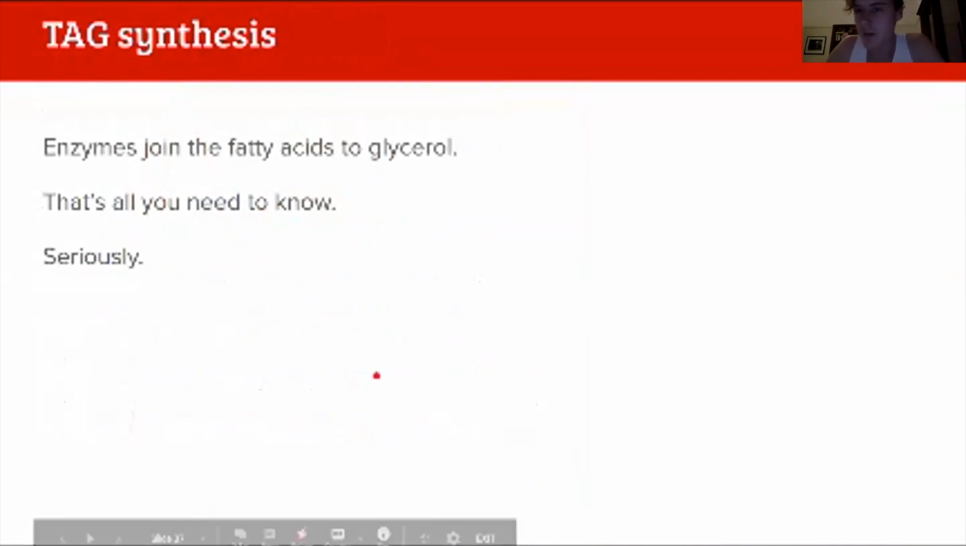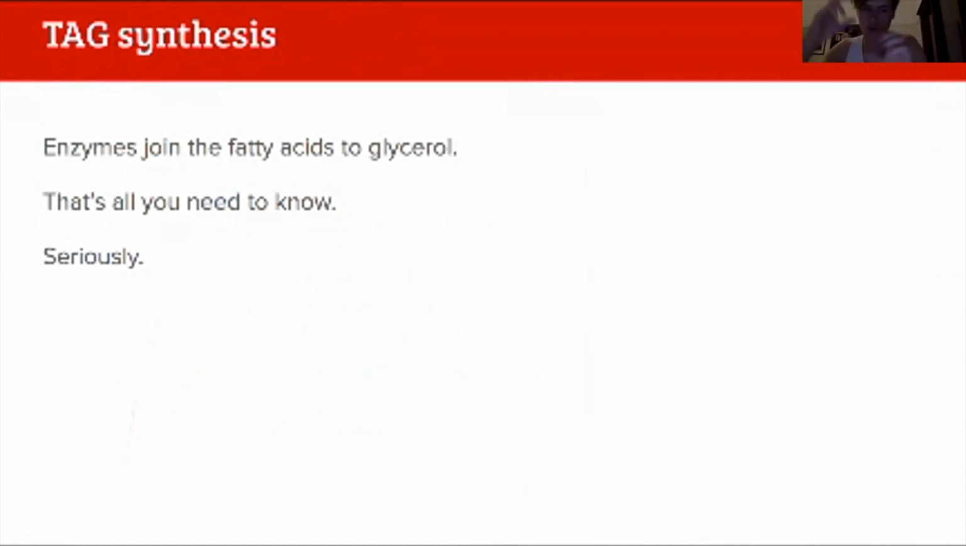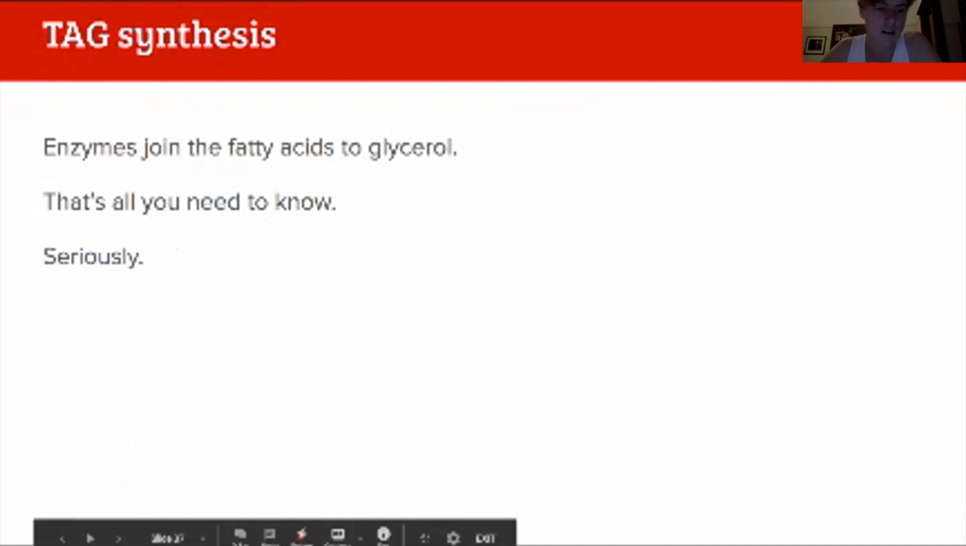And the final step of triacylglyceride synthesis, so once we've synthesized the fatty acids via malonyl-CoA and then that big pathway that we discussed before, and once we've got our glycerol from the liver, the only remaining step is to join those two together, and the only thing you need to know about that is that enzymes do it. That's the only level of detail you need.